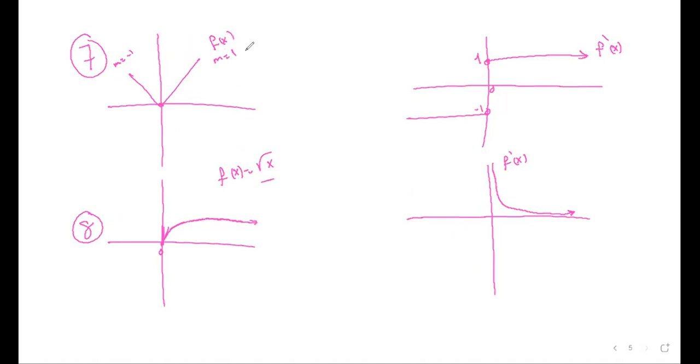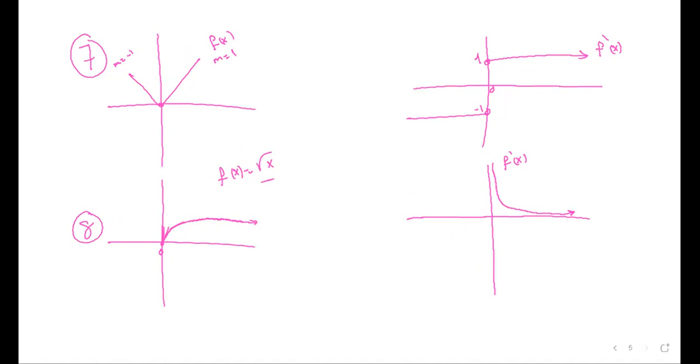If the graph of the given function is the absolute value function, the graph of the derivative will be like this one. So that is the sketch of the graph of the derivative.